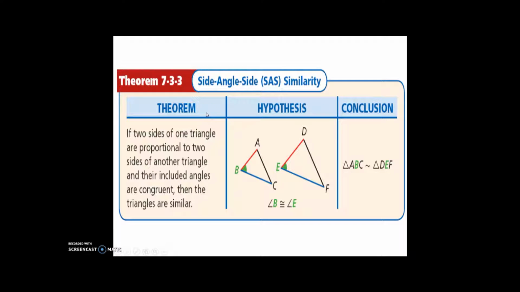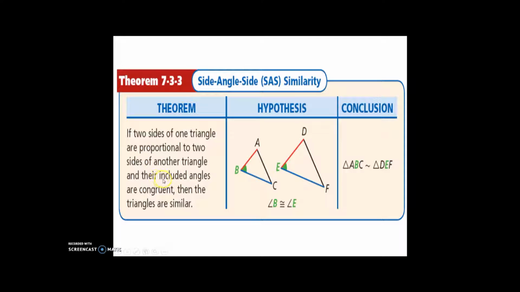Our last theorem here is the SAS similarity theorem. If two sides of one triangle are proportional, so let's say AB and DE are proportional, maybe a 3:4 ratio, and BC to EF maybe reduces to a 3:4 ratio, so they are proportional, and their included angles are congruent. So angle B and angle E are congruent.